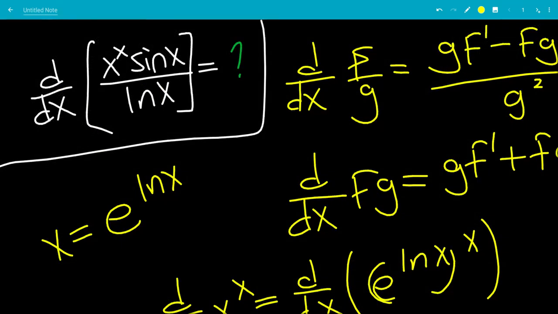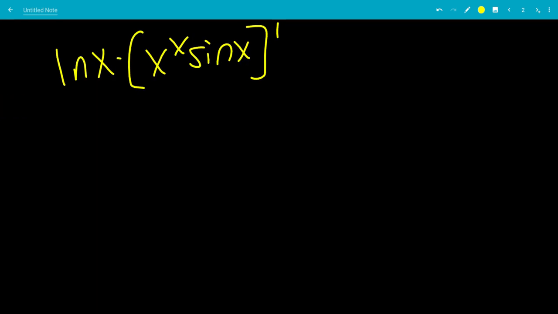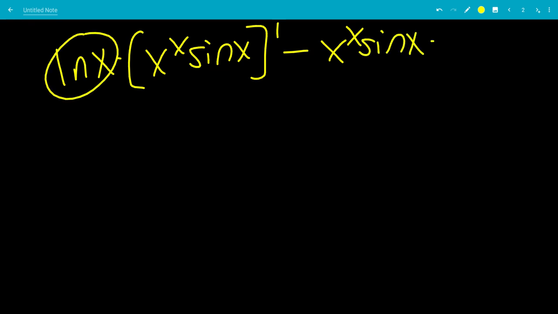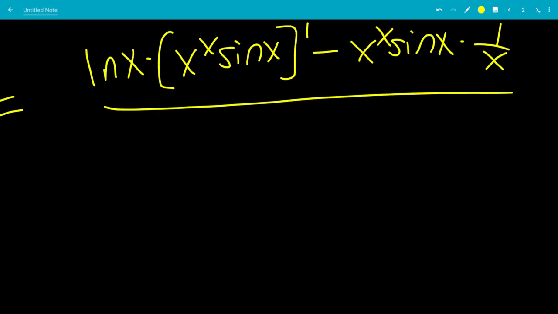Okay. So now on another screen, we're going to do the derivative. So the bottom function is ln x times the derivative of the top function, which is x to the x times sine x prime, which will be a product rule, minus the bottom function, which is x to the x sine x, times the derivative of ln x, which is 1 over x, all over the bottom function squared.